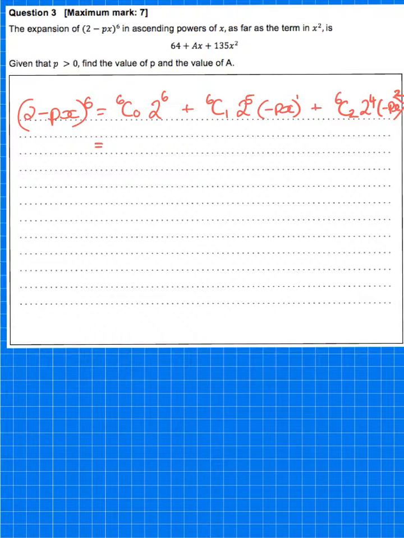So simplifying that, we've got 6 choose 0, which is 1, 2 to the power of 6, which is 64. Then we've got a 6 choose 1, which is 6, a 2 to the power of 5, which is 32, and then a negative px to the power of 1, which we didn't need the power of 1. We've then got a 6 choose 2, which is 15. We've got a 2 to the power of 4, which is 16. And then a negative px all squared, which with the negative when it's squared becomes positive. So we've just got a p squared and an x squared there.